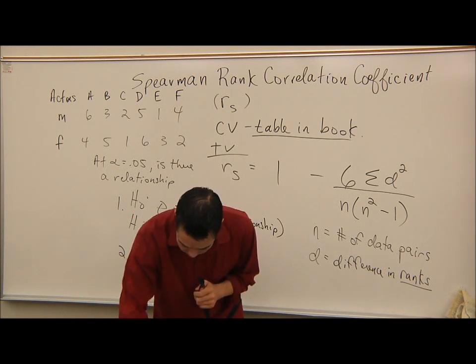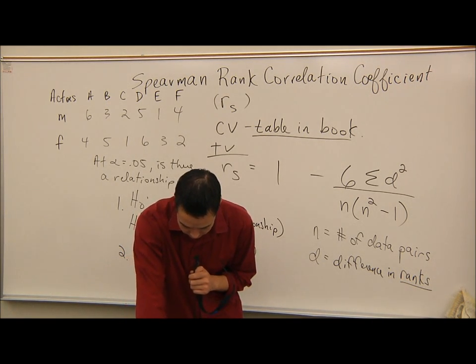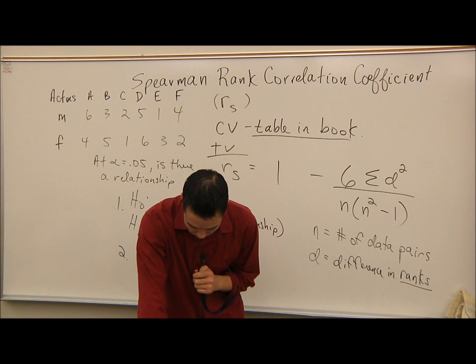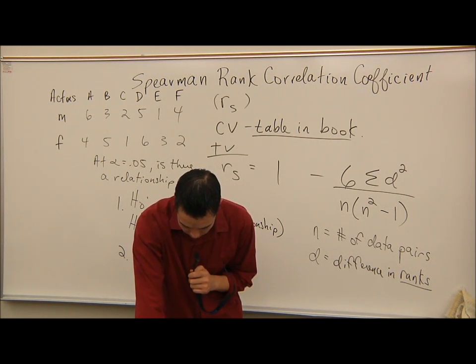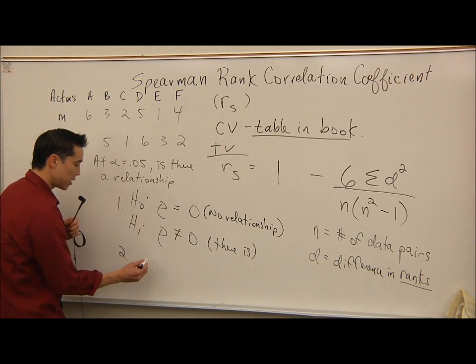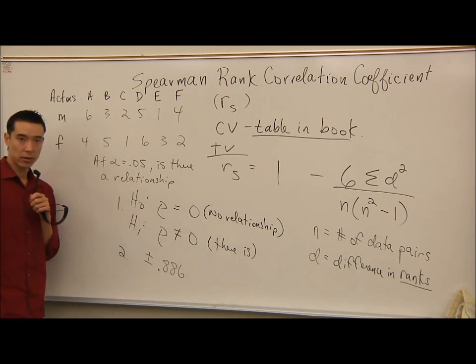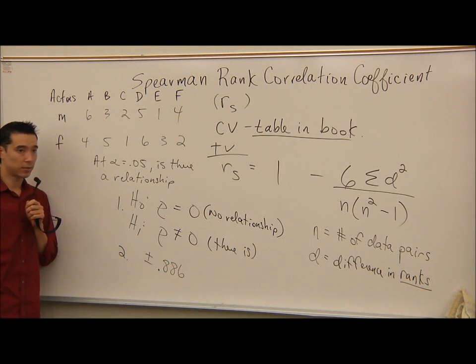So go down to n equals 6, and go to alpha equals 0.05, and what do you have there? What is the critical value? Yeah, 0.886. Since this is a two-tailed test, equals versus not equals, it's plus or minus 0.886. That's our critical value. I got that right off the table using alpha and n, and that was it.